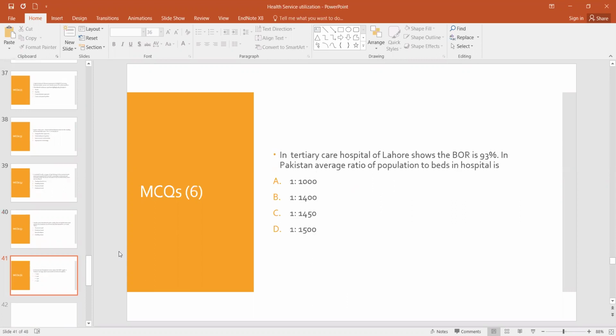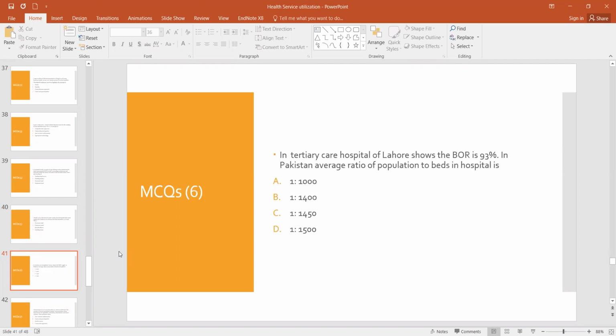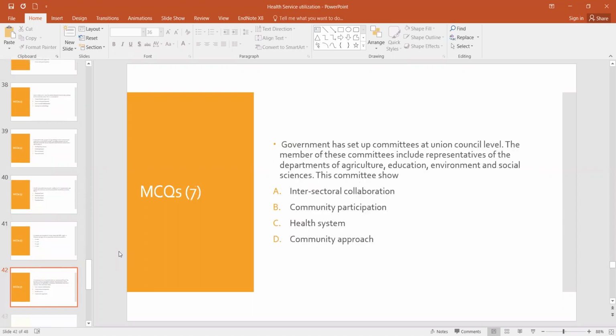A tertiary care hospital of Lahore shows that bed occupancy rate is 93%. In Pakistan, the average ratio of population to bed in hospital is: C is the right answer, 1:1450.